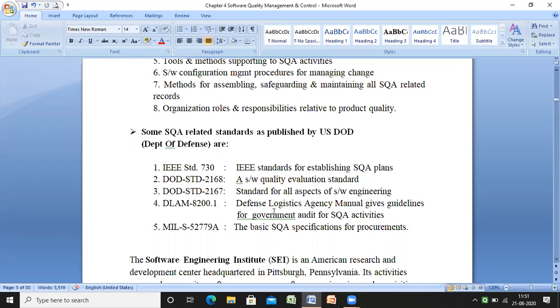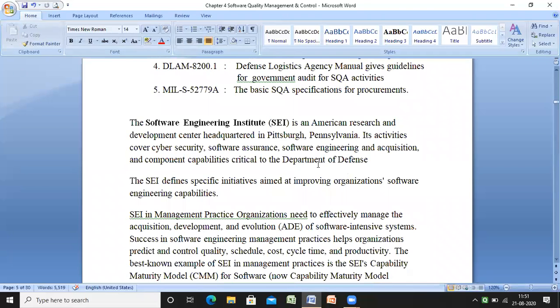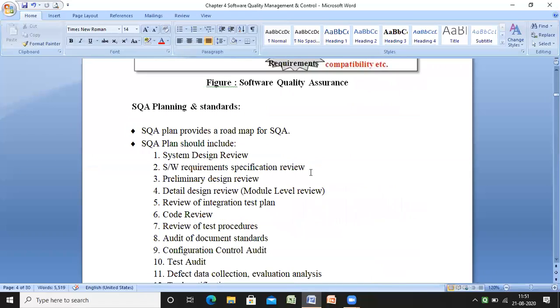Okay, there will be chances of getting so many camps over there also. Okay, so what standards they have, just like IEEE standard 370. Then they have different standards, 2168, 2167. These are the standards they have mentioned to develop software in a quality way. Okay, you get it, this is something related to quality assurance. Okay.